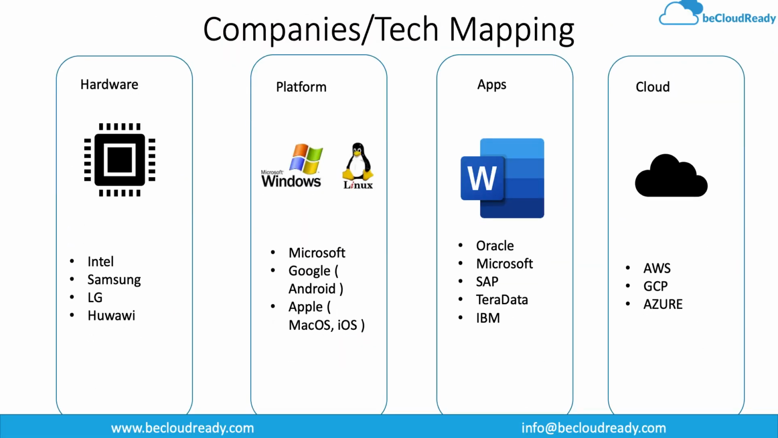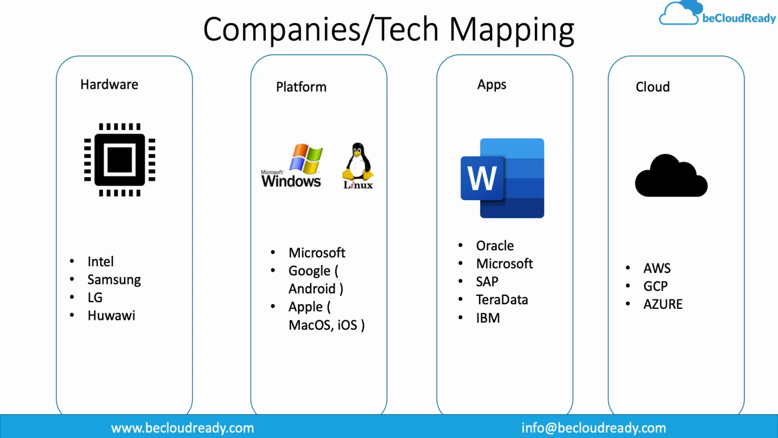So let's talk about companies, because this is also very important. All these technologies have been invented by some company or other, and this is how the whole industry began. In hardware, predominantly these companies dominate: Intel, Samsung, LG, Huawei. They build hardware. And then you're talking about platform.